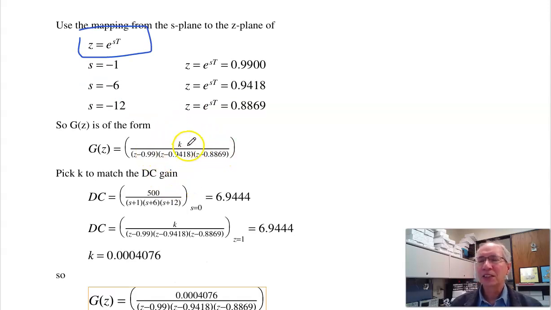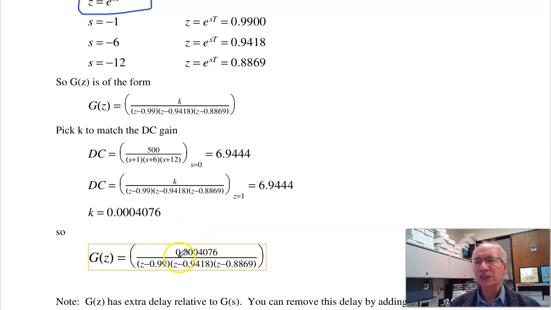To find k, just match the gain anywhere, typically DC. At DC, the gain of g of s is 6.94. Pick k so g of z has the same gain. Solving, I get k is 0.0004. So here's g of z.